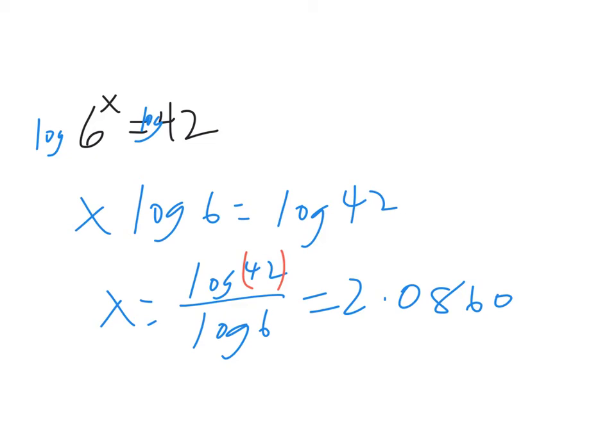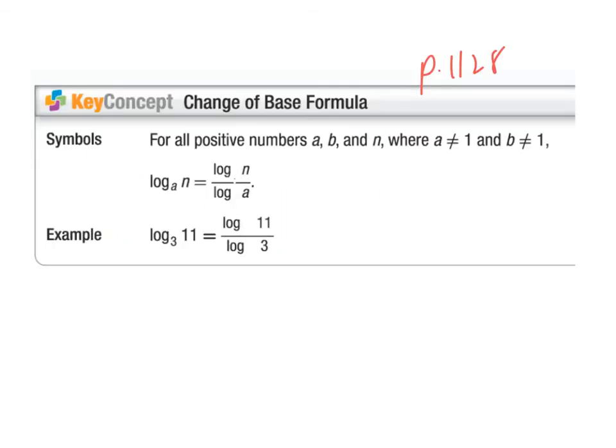Okay, if you notice, the work that we ended up getting was log of 42 over log of 6, which was this. Instead of taking the log of both sides, I just rewrote it in logarithmic notation, and I got 2.0860. And that is the change of base formula. And this is on page 1128 in your book if you'd rather screenshot. Essentially, we can use common logs to solve when the base is not a 10.